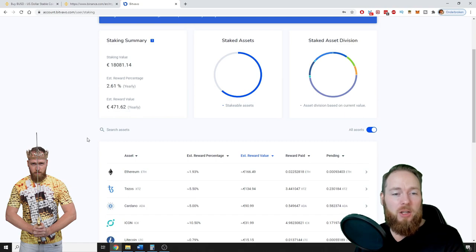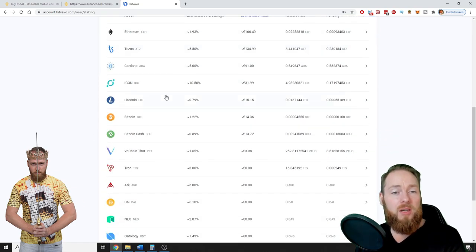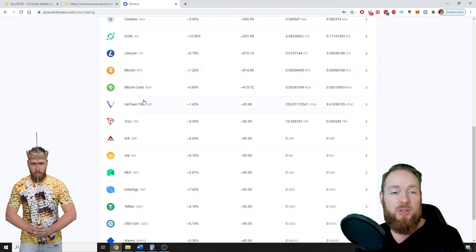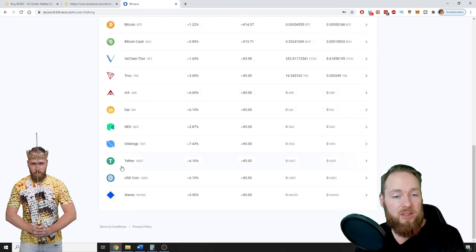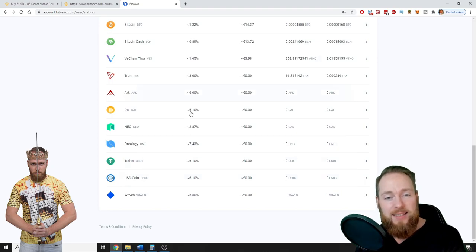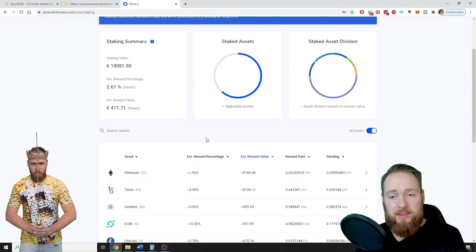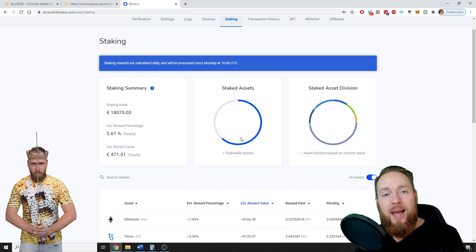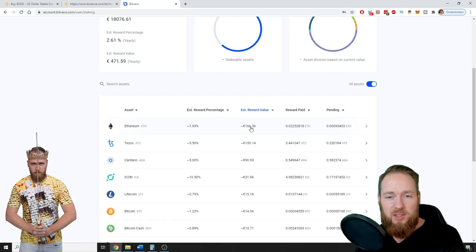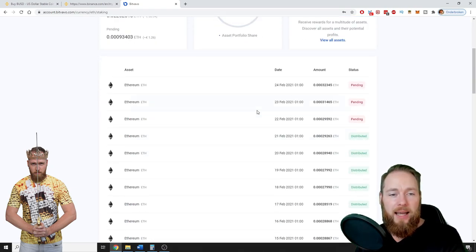So these are the stakeable coins on Bitvavo: Ethereum, Tezos, Cardano, Icon, Litecoin, Bitcoin, Bitcoin Cash, VeChain, Tron, Arc, DAI, Neo, Ontology, Tether, USD Coin, and Waves. And these are the percentages you get on a yearly basis. So every day you're accruing more cryptocurrency, and you're paid out on Bitvavo every week, so every Monday. So for example, Ethereum, let's see how the crypto comes in every day. Of course this is pending, because we only get paid out every Monday.